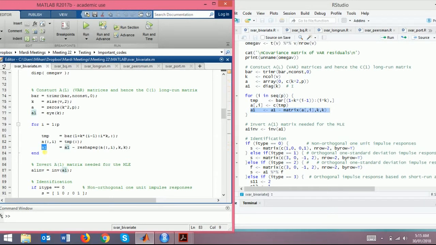Because 1 minus phi1 L minus phi2 L square, that's what the equation is. So 1 minus phi1 L minus phi2 L square, this is your 1, this is your phi1 L, right? But this is a square matrix, so this should be square too. So how can we do that? We take this matrix and we reshape it to represent it as a k by k matrix, and k is, as we know, 2, so it will be 2 by 2. And before this step was to estimate A, which was the Yt minus 1 representation. That's all.